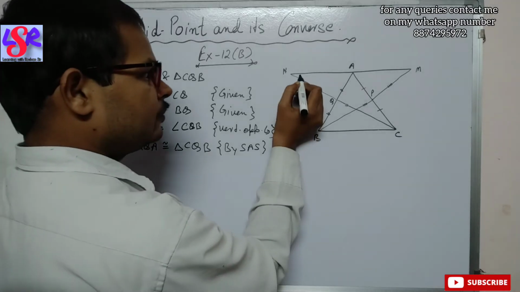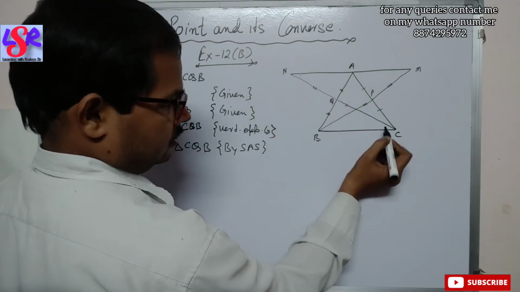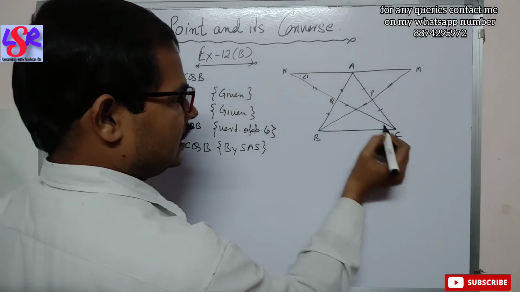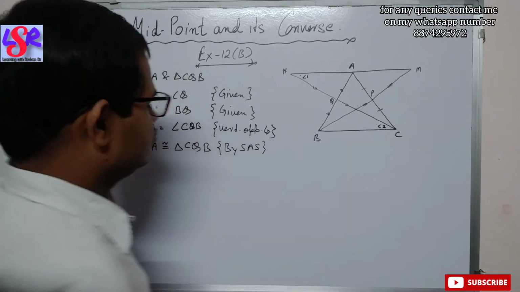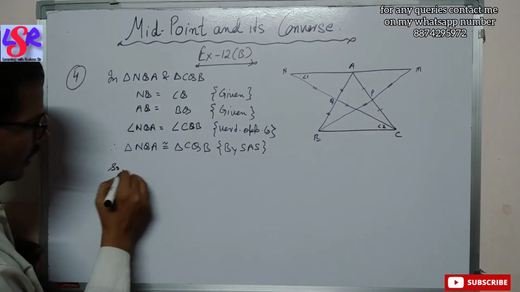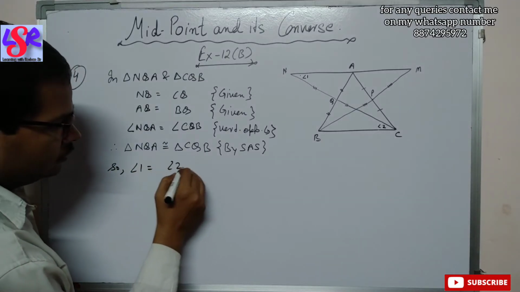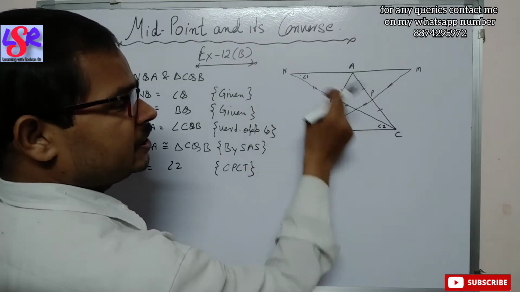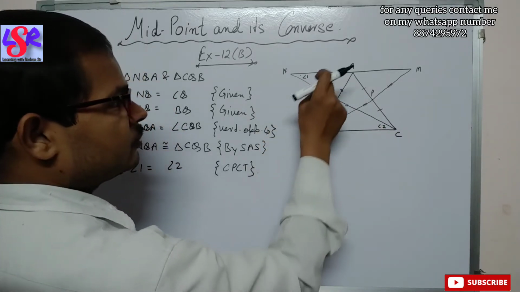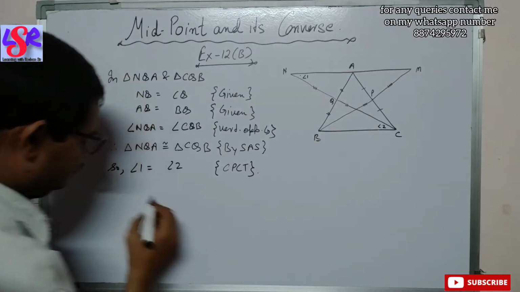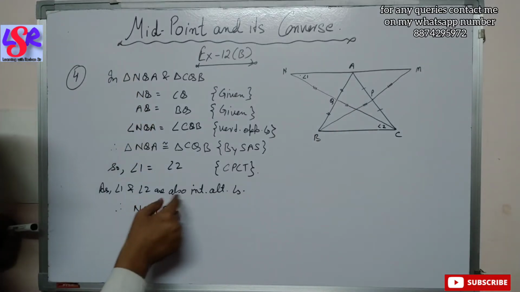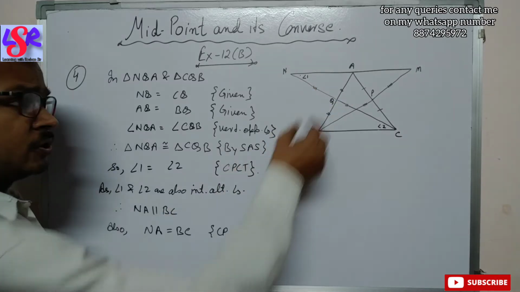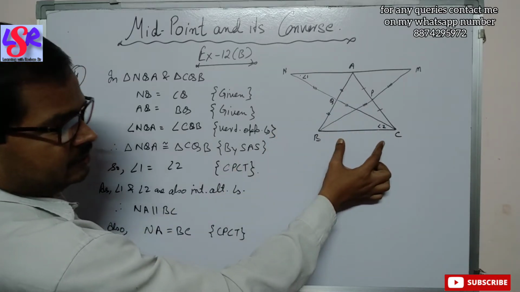Now we can prove this angle equals to this one as CPCT. Let this one be angle 1 and this one be angle 2. So angle 1 equals to angle 2 by CPCT. Now ये दोनों angles, angle 1 और 2 interior alternate angles भी हैं. Therefore this line will be parallel to this one. So here we get angle 1 and 2 are also interior alternate angles. Therefore NA is parallel to BC. And also NA is equals to BC by CPCT.